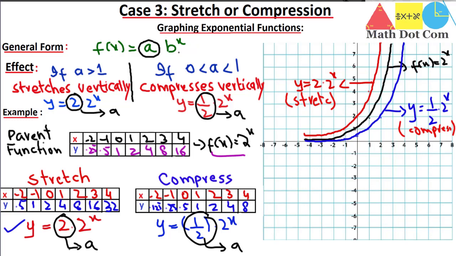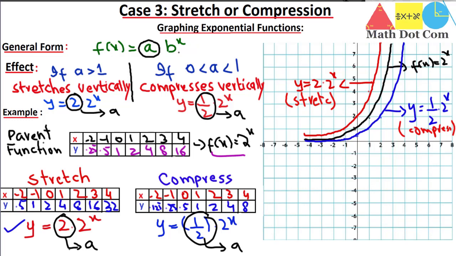Same is the case here, the function y is equal to 2 times 2 raised to power x is stretching vertically. It means that it has higher values of y corresponding to the same values of x. The x values remain the same, but the y values are changing. That's why there is a vertical stretch or compress, and when there is a stretch, the y values corresponding to the x values will be greater, while in the compress, the y values in comparison to the x values will be smaller.